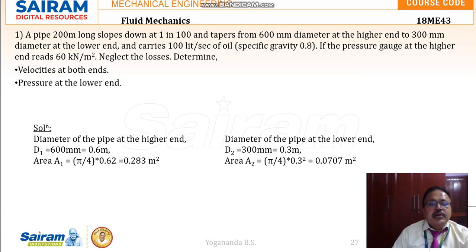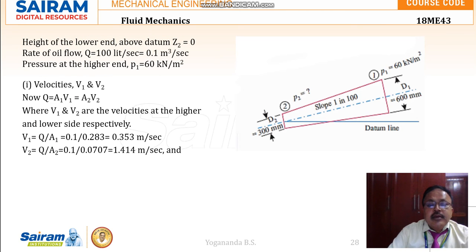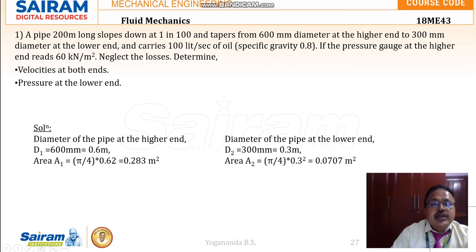So a pipe that is 200 meter long slopes down at 1 in 100. So the slope is 1 in 100. If you move 100 units horizontally, there is 1 unit vertical. So that is the slope.